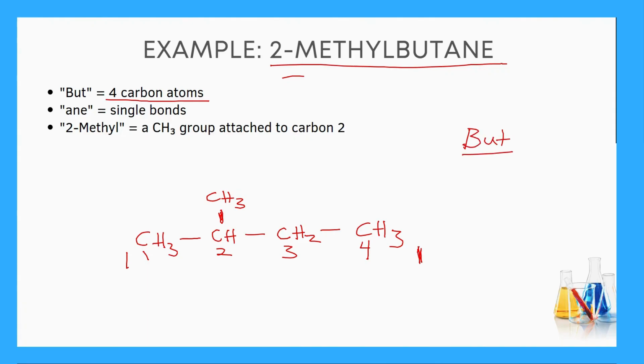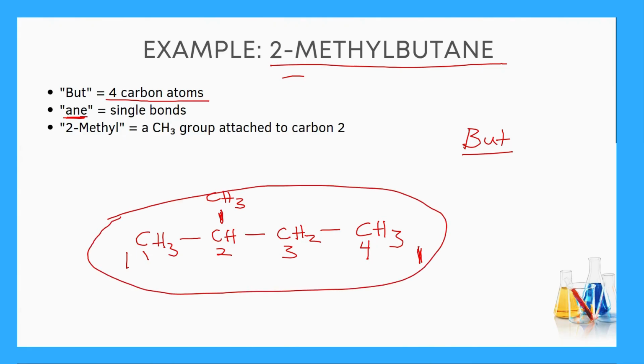Now, the next thing to identify is the suffix. Does it contain single bonds, or does it contain double bonds, or does it contain triple bonds? You can see all throughout the structure what we have are single bonds from A to Z. And when you have single bonds, it tells you that it is an alkane. And when it is an alkane, you use the suffix ANE. So you can see when we combine the parent name with the suffix ANE, that gives us butane.